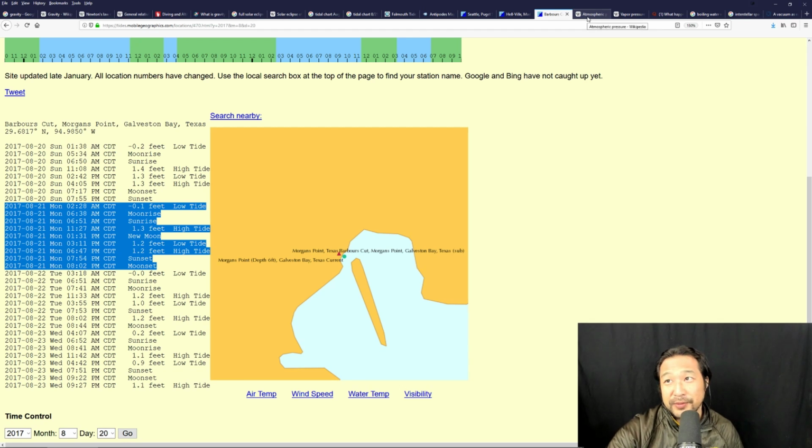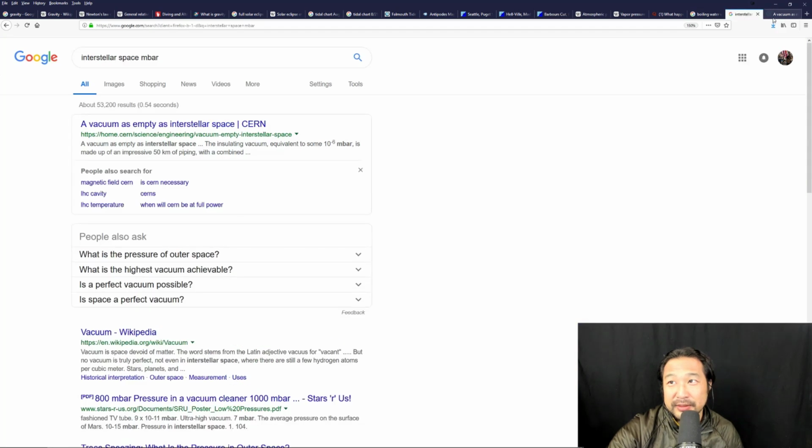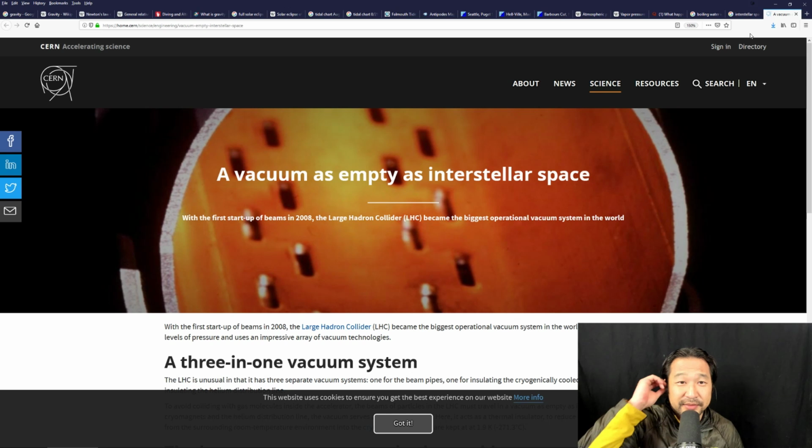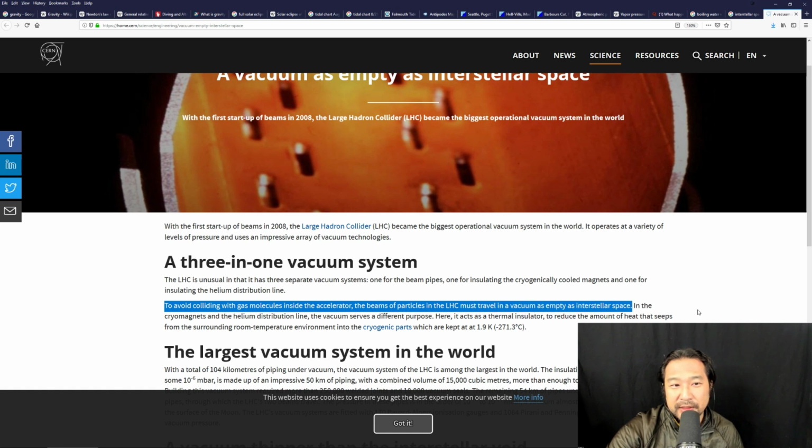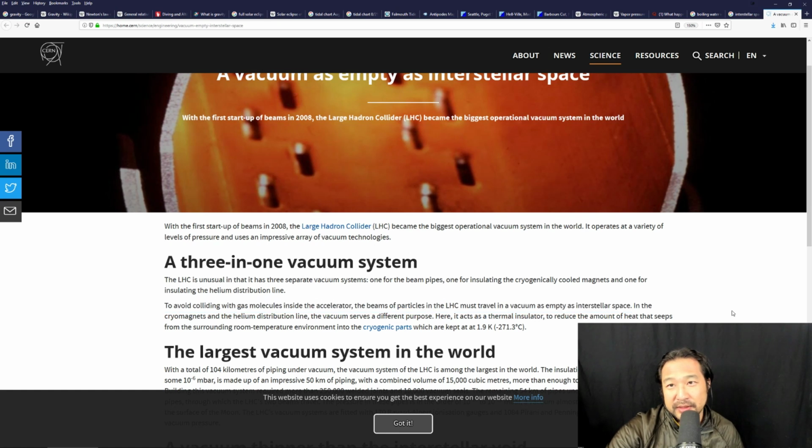Okay. So, what's interesting about gravity and space is the whole thing about what they have with space, and NASA points it out, and you know what? So does CERN. If you go to home.cern, science, interstellar space, it says a vacuum as empty as interstellar space. What they're saying is, to avoid colliding with gas molecules inside the accelerator, the beams of particles in the Large Hadron Collider must travel in a vacuum as empty as interstellar space. So they're able to create something similar so they can run their experiments. The largest vacuum system in the world is what they say.